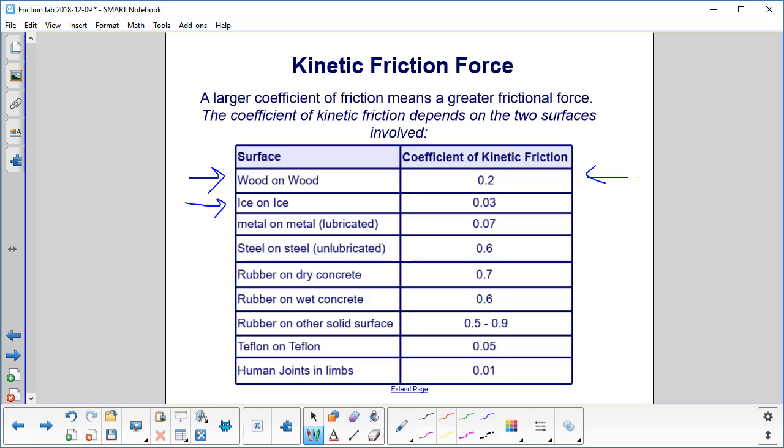And what's really cool is one of the lowest values, at least for this table, are the human joints and limbs, which is why they last so long. Even better than Teflon on Teflon. So the higher the value of the coefficient of friction, the higher friction there is between the surfaces. And notice it even depends what's going on with the surface. So rubber on dry concrete has a higher coefficient of friction than rubber on wet concrete.